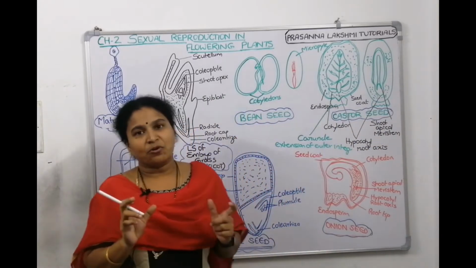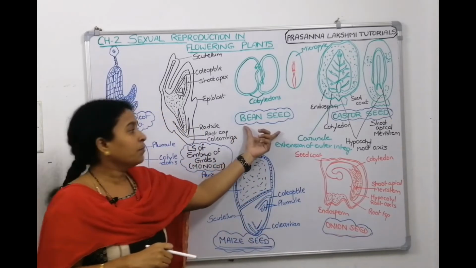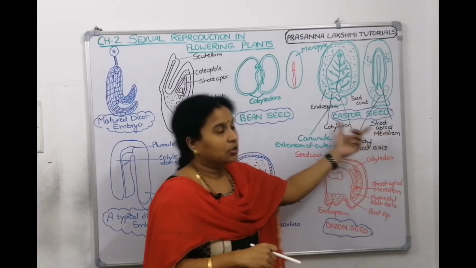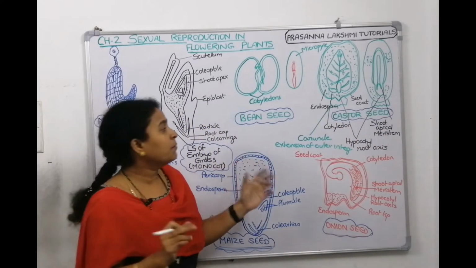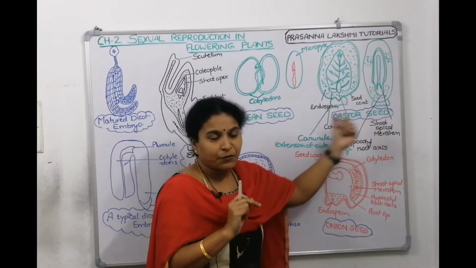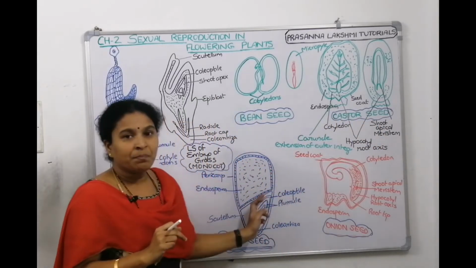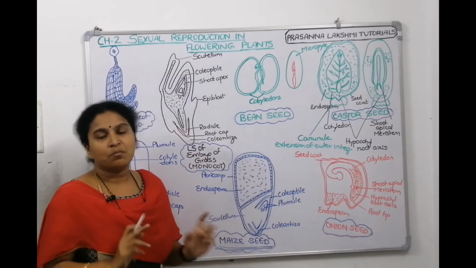So this is about the castor seed. Hope you understood about the bean seed structure and the castor seed structure. The bean is a dicot without endosperm, which is a general phenomenon. The castor is a dicot with endosperm, which is a rare phenomenon. Now, these two are monocot seeds: onion seed and maize seed.